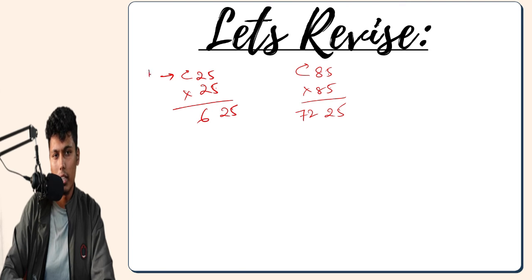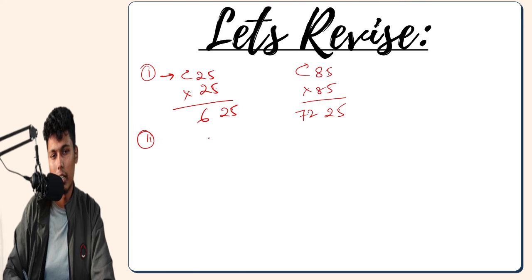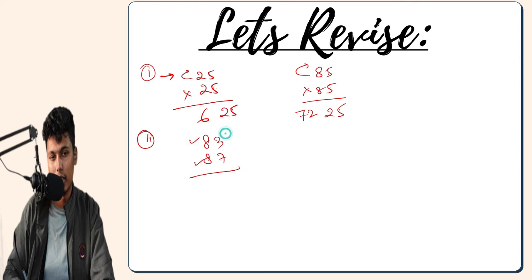Next, this was the first technique. In the second, we have learned multiplication of numbers like 83 into 87, right? Where the first digit is the same and the unit digits add up to 10. 7 plus 3 is 10. So the technique is the same. 7 times 3 is 21, 8 plus 1 is 9, 9 times 8 is 72.